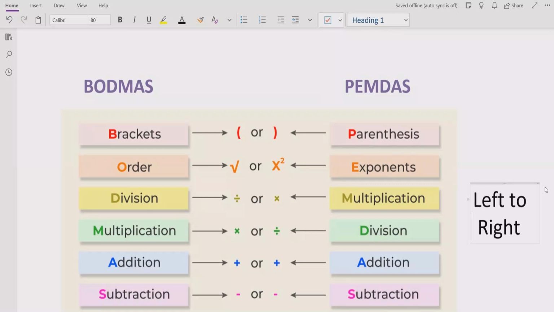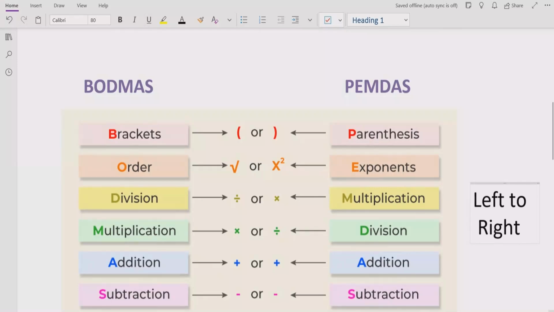After that, you have to go left to right in your expression and find the division and multiplication. If division is coming first, you have to solve the division first. And if multiplication is coming first, you have to solve the multiplication first. So they have the similar precedence. Either you are using BODMAS or PEMDAS, both have the similar meaning. Similarly, for addition and subtraction, we have the same rule. If you go left to right and see addition coming first, you have to solve the addition first. And if the subtraction sign is coming in your expression first, you have to solve subtraction first.